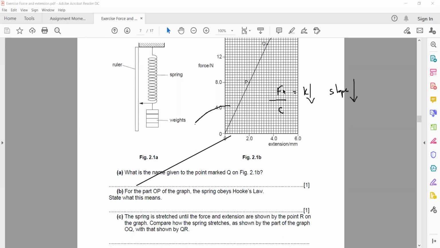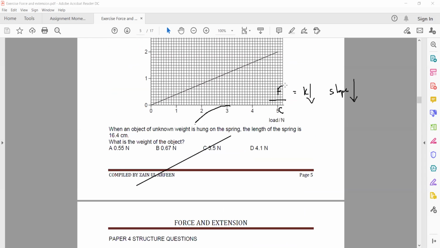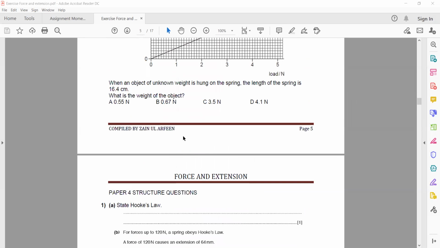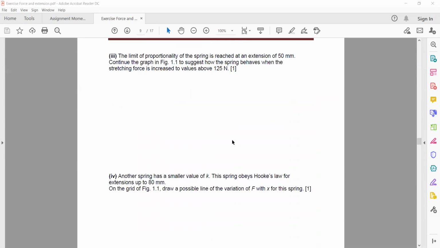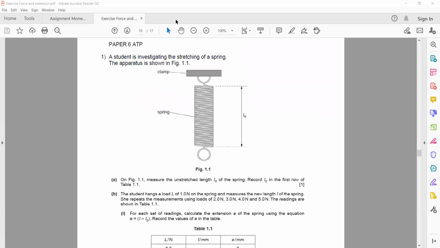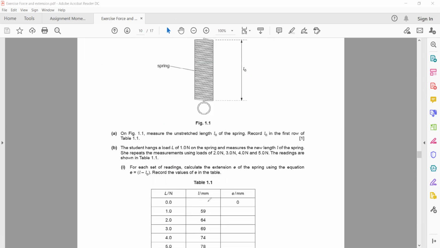Page 4. You mean page 4 or question 4? A student is investigating the stretching of a spring. On the figure, measure the unstretched length. You have to measure this length using a ruler or a scale. You will place a ruler next to this, measure this length and add that value to a table. For example, if it comes out as 10 millimeter or 20 millimeter or 30, any number, you will write it here. If it was 30, I'll write 30.